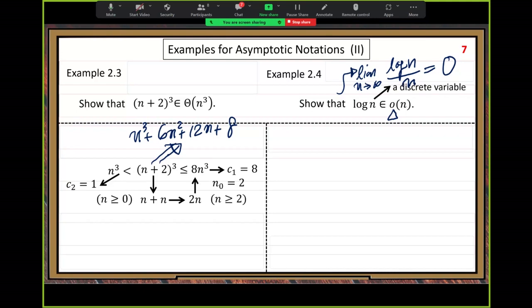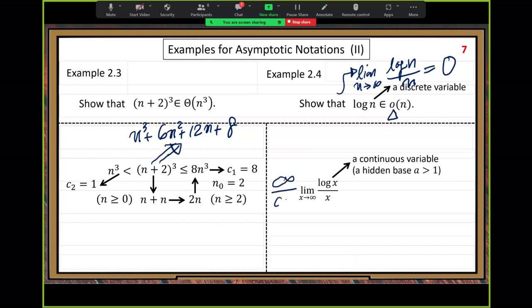For L'Hopital's rule, remember, we need to take the derivative. But when you take the derivative, we want to use the continuous variable x, not the discrete variable n. So we need to change to that continuous variable version. Then we can take the derivative. Before we take the derivative, we need to check if it is an infinity over infinity indeterminate form, right?